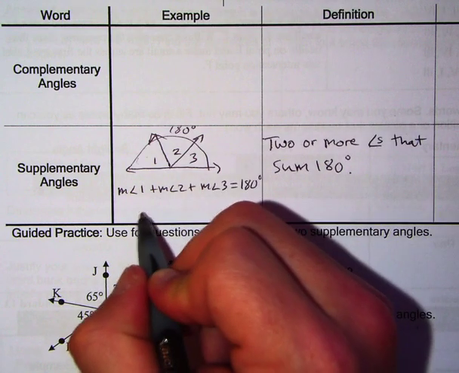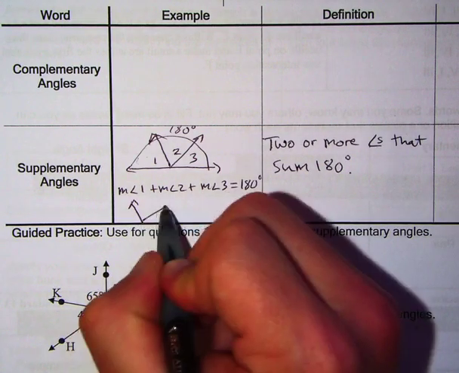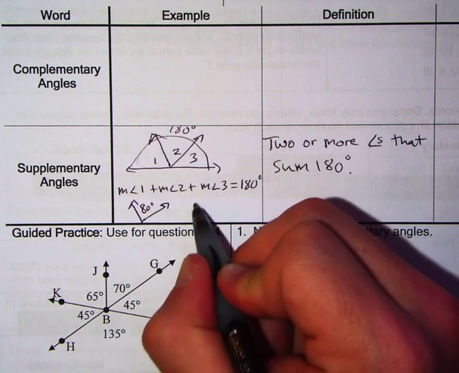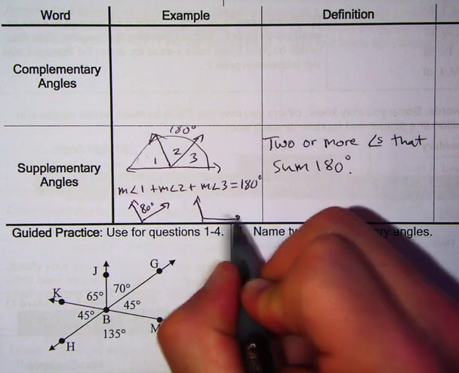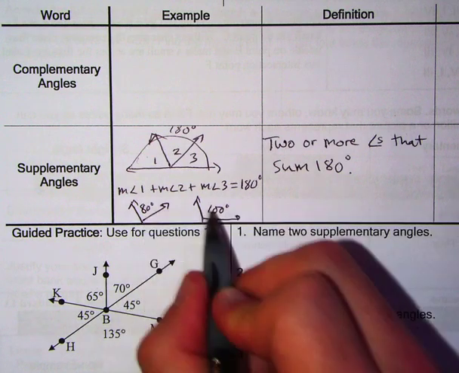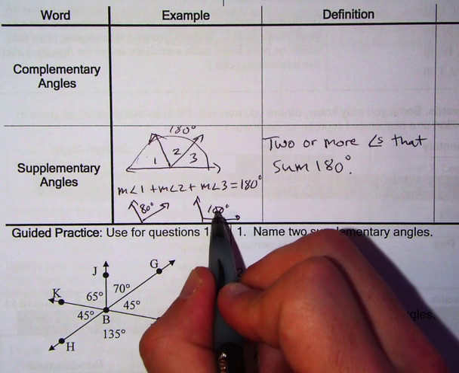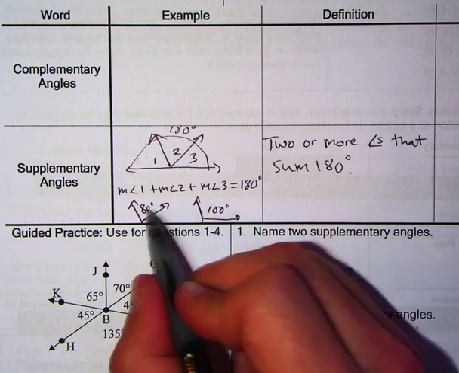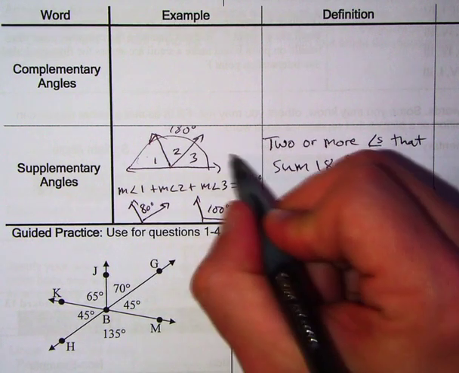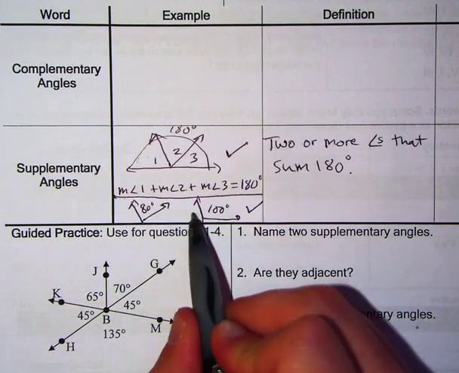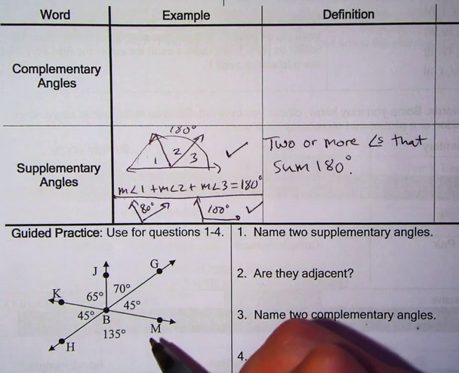Also, I could take them apart. What about this angle here? Let's do another example. Let's say this one right here is 80 degrees. Let's say this one here is 100 degrees. Are these two supplementary? Sure, because 80 plus 100 is 180. Notice they didn't have to be adjacent to each other. This is okay, this is okay. They don't have to be adjacent to be supplementary.